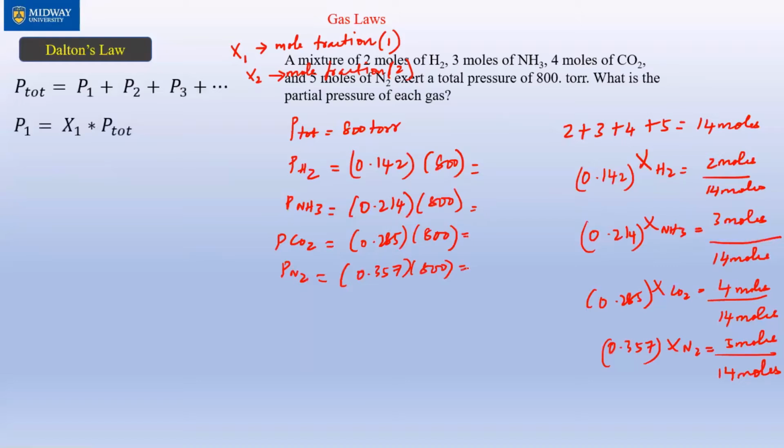So it'll be 0.142 times 800, which is 113.6. Let's just do 114 torr. 0.214 times 800 is 171 torr. 0.285 times 800 is 228 torr. And then 0.357 times 800 is 286 torr.